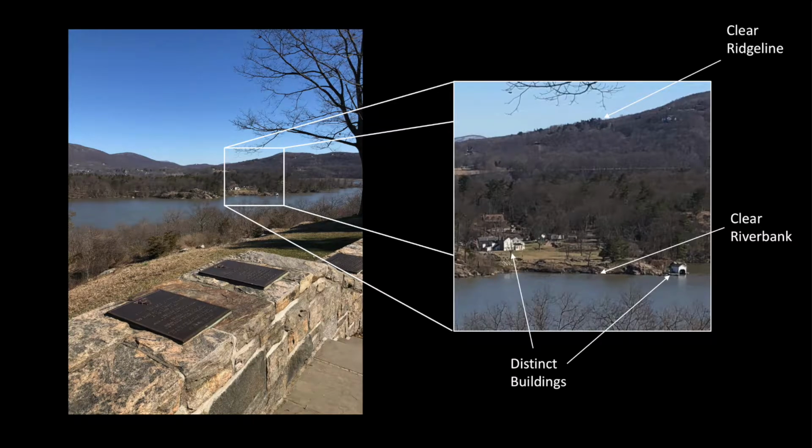The images here represent our vantage point. The image on the left is the actual image taken, and the image on the right is the subset of that image, which is going to be the image that is recognized by the program. As you can see, the image on the right has two distinct buildings in it, as well as a clear riverbank and a clear ridgeline. These features will allow ARKit's image recognition software to determine our environment and place an anchor point where we would like to place our chain.